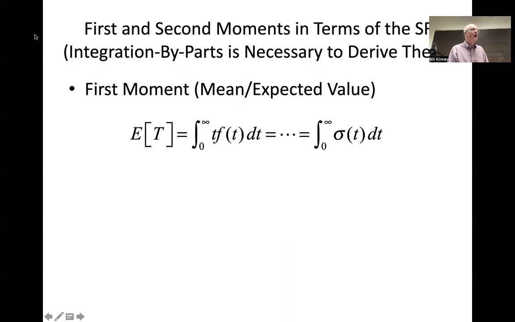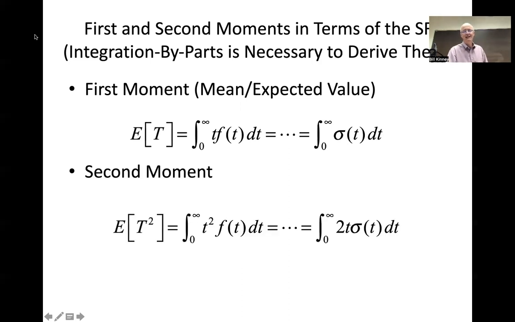And that integral on the right, integrating the survival function, is typically easier than integrating the definition of the mean. Oftentimes, with the one on the left, you might have to use integration by parts, and the one on the right, you don't. In fact, to prove this, you can use integration by parts to prove it.